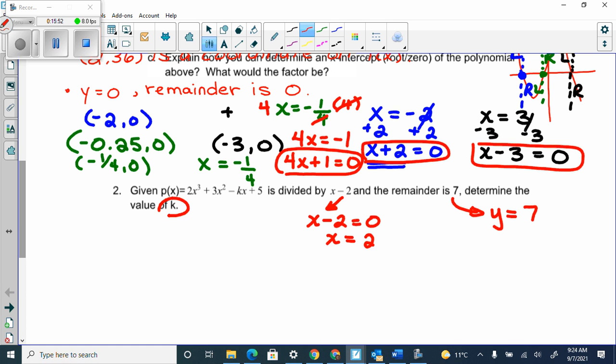Determine the value of k, so I'm looking for k. And this is p of x. So I'm going to do p of 2 equals 7, because I know my x and my y. When I have x equals 2 and y equals 7, that's actually a coordinate. 2, 7 is on this polynomial, right? It's just a coordinate, so I know it's not an x-intercept. I know that x minus 2 isn't a factor because the remainder is 7.